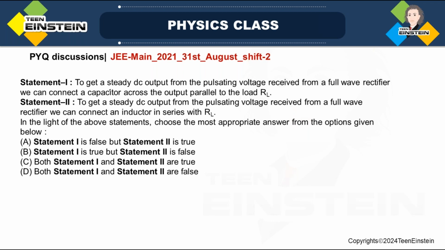So the first statement is saying that to get steady DC output from pulsating voltage received from full wave rectifier, we connect a capacitor across the output parallel to the load resistor. This is actually talking about the full wave rectifier.